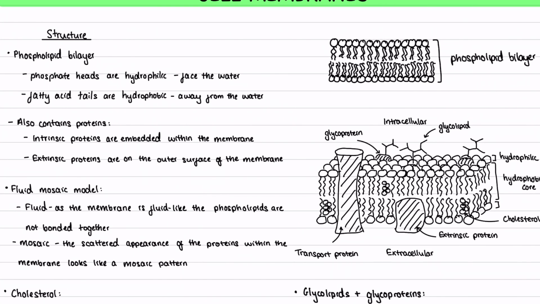Plasma membranes have a phospholipid bilayer. I have touched on what a phospholipid is in the lipids video. The phospholipid bilayer is made up of all these phospholipids. The phosphate heads are hydrophilic, so they will face the water, whereas the fatty acid tails are hydrophobic, and they'll be facing away from the water. Within this phospholipid bilayer, they contain proteins. Intrinsic proteins are embedded within the membrane, whereas the extrinsic proteins are on the outer surface of the membrane.